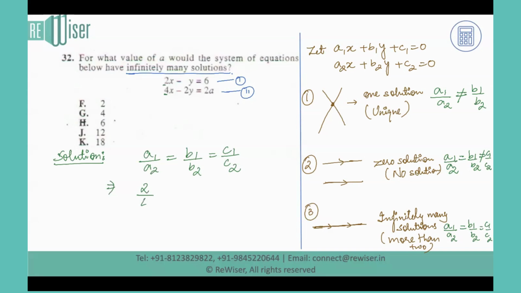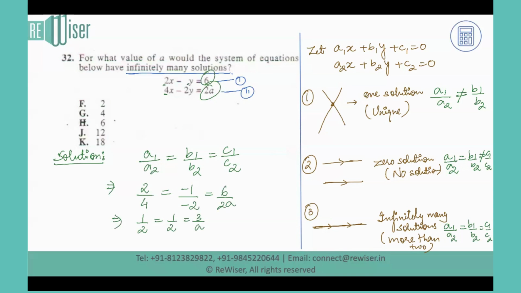So we get the ratio as 2 and 4, which will be equal to b1, the coefficient of y in the first equation, upon the coefficient of y in the second equation. And this is equal to c1 over c2, which is 6 over 2a. Now here we can see that this simplifies to 1 over 2. This as well simplifies to 1 over 2. And this can be written as 3 over a.